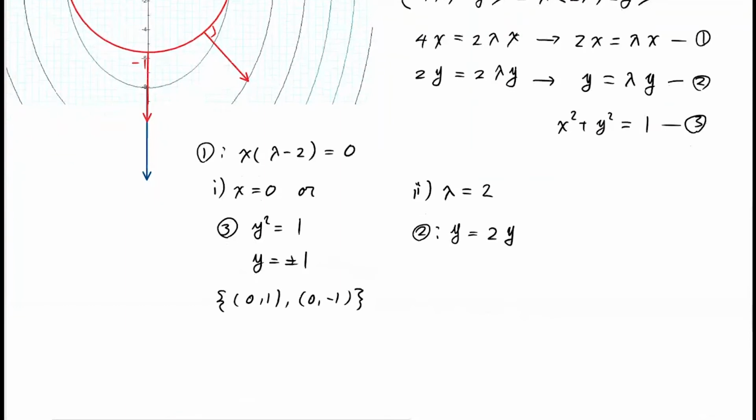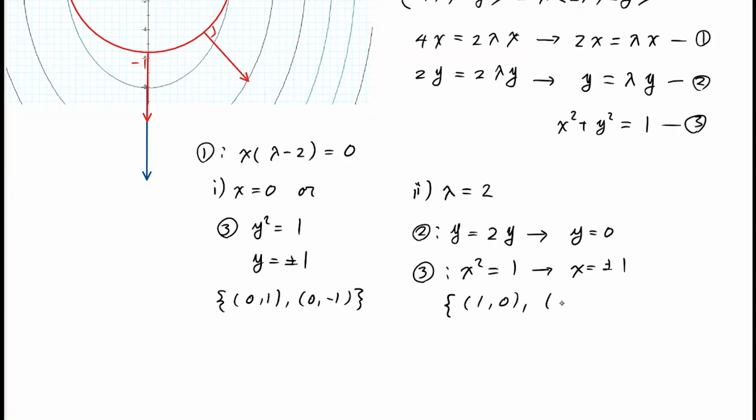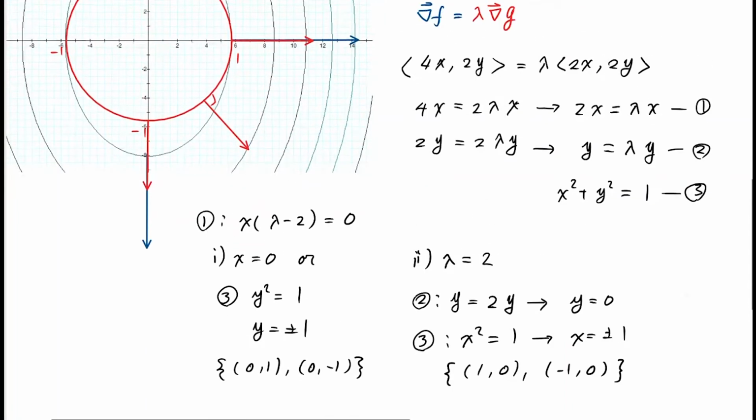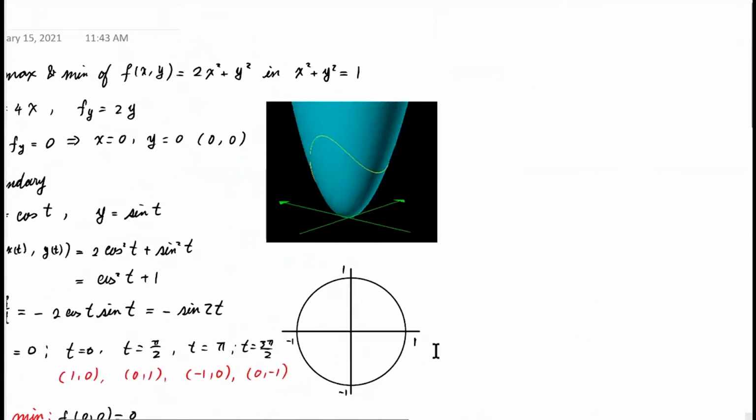What is the only conclusion in this? y is equal to 0, right? I'm going to write it sideways. y is equal to 0. Now, if y is equal to 0, then according to equation 3, I have x squared is equal to 1, and that tells you x is equal to plus or minus 1. So from here, I get (1, 0) and (negative 1, 0). You see, we get exactly the 4 points that we got before from this part. You get it?